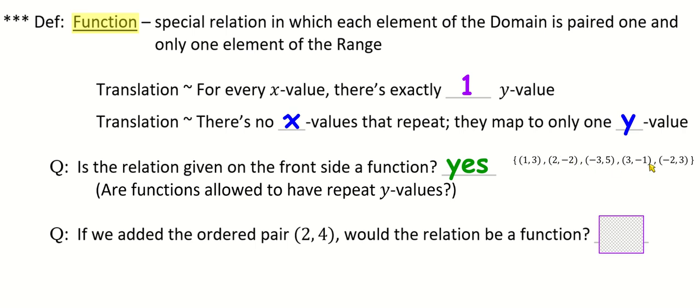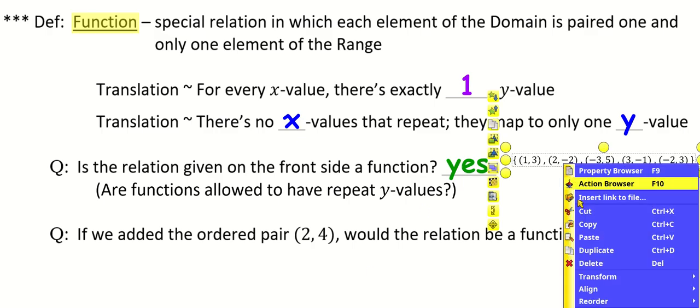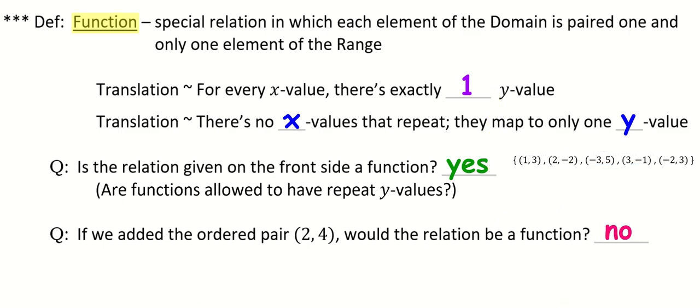Like if there was another ordered pair over here at the end, 2, 8, then you would have seen a repeat x value, meaning 2 maps to -2, and it also maps to 8, so that would have broken the only real rule about a function. But this is a yes. But if we added the ordered pair, instead of 2, 8, 2, 4, then of course it would no longer be a function because you would have had 2, -2 as well as 2, 4 now.